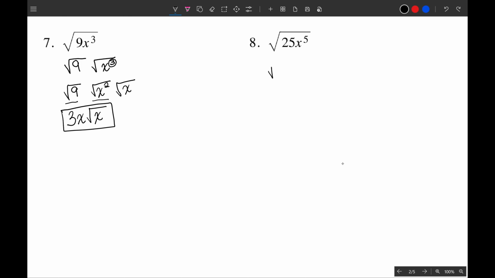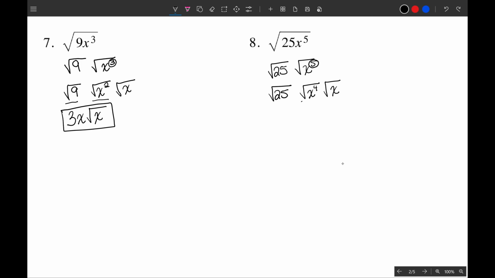All right, let's do the same thing with number 8. So I have the square root of 25 and the square root of x to the 5th. Well, I already know that 25 is a perfect square, so I don't need to do a factor tree for that. So I'm going to leave that alone until I'm ready to square root everything. I cannot divide 5 by 2. So I shave 1 off of that, which leaves me with 4, and then 1 is left over. That gives me a total of x to the 5th, okay?